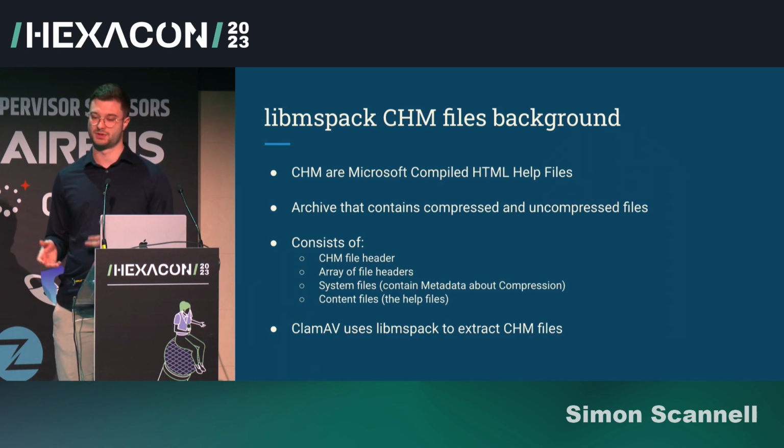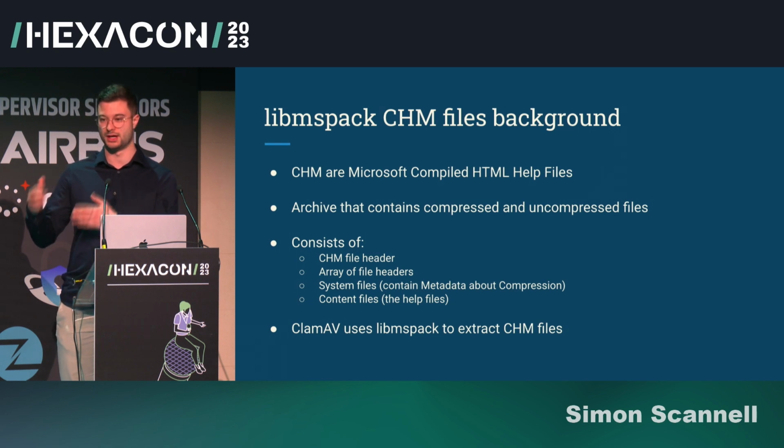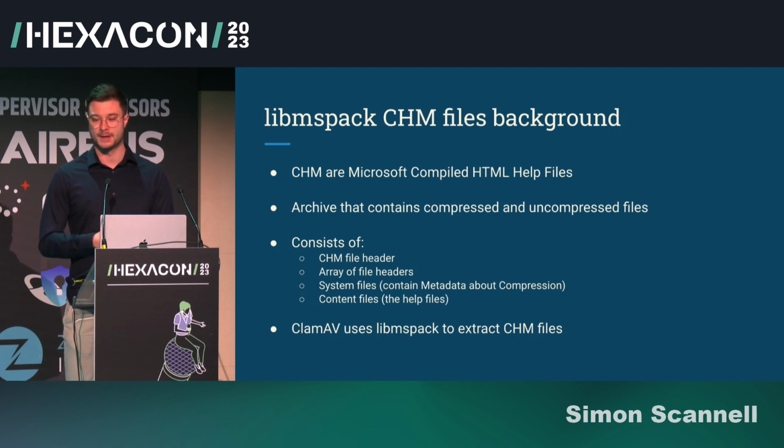And then there's two types of files. There are system files, and these are files with a predefined name that contain metadata, for example, about compression. So not all the information about the CHM archive is stored inside of the actual header, but some of it is stored in some uncompressed files within the archive with a predefined name. And then there are the actual content files, which contain the actual content, what should be scanned by ClamAV.